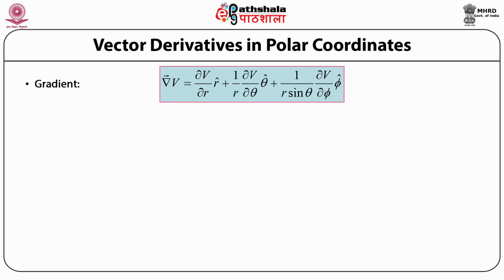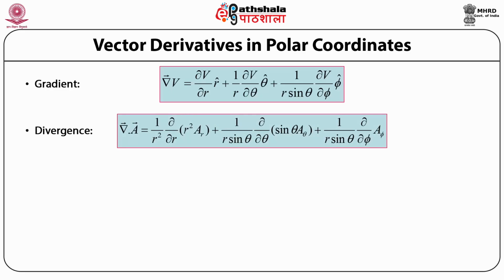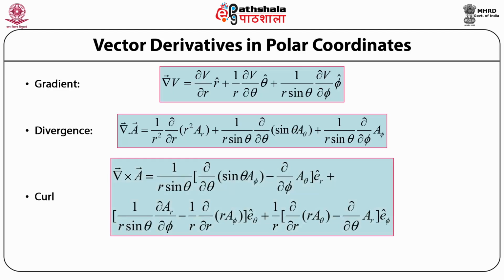The next operation that we need to define is the divergence of a vector quantity A. So the divergence, or del dot A, is equal to 1 by r squared times del by del r of (r squared times A subscript r) plus 1 by r sine theta times del by del theta of (sine theta times A subscript theta) plus 1 by r sine theta times del by del phi acting on A subscript phi, where A subscript r is the r component of the vector, A subscript theta is the theta component of the vector A, and A subscript phi is the phi component of the vector A.